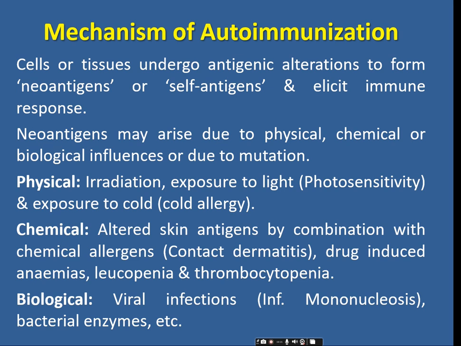Okay, so at that time what will happen, the body will recognize it as an antigen or foreign, and it starts producing the antibody. This particular reaction we call an autoimmune disorder or autoimmune disease. Hope you understood the mechanism, right? So how will it happen? Because of physical, chemical or biological influence.